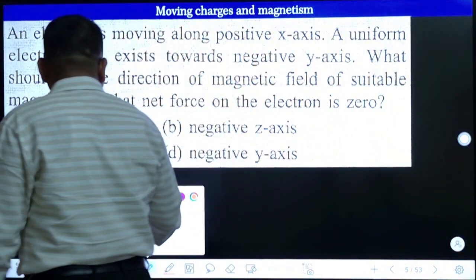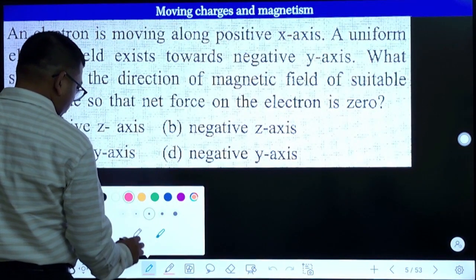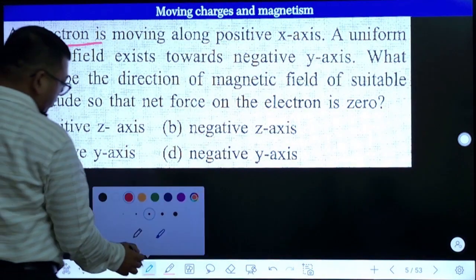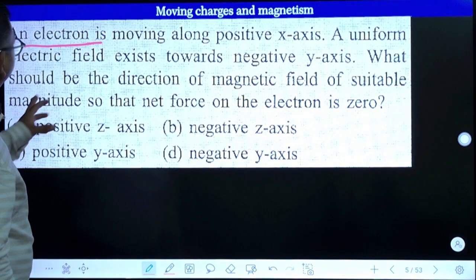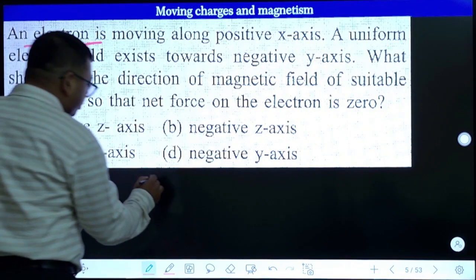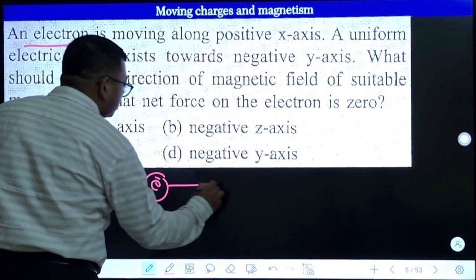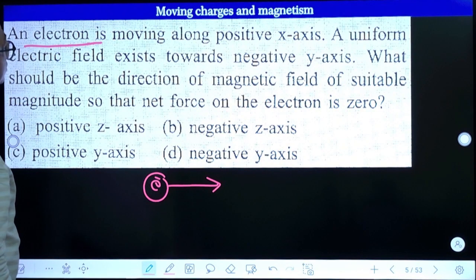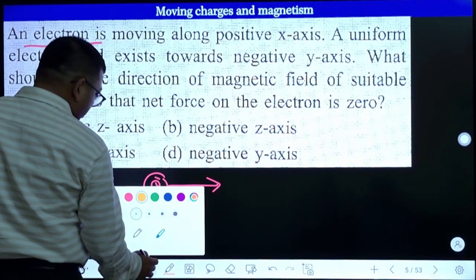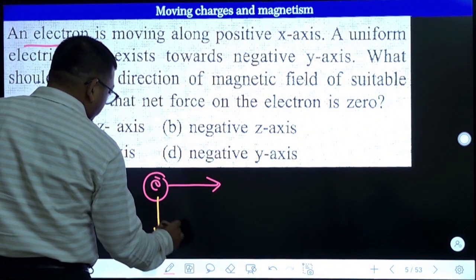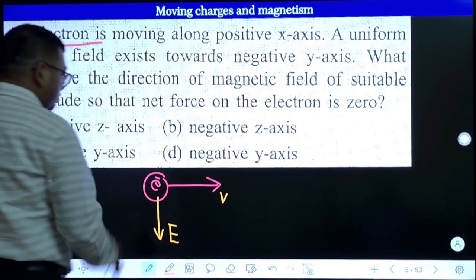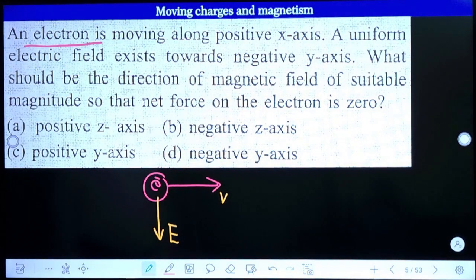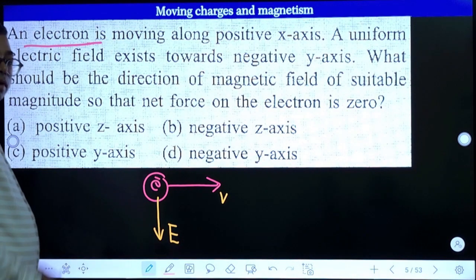Next question. An electron is moving along the positive x-axis, right? A uniform electric field exists towards the negative y-axis. So the electron is moving in this direction, the positive x-axis, and the electric field exists towards the negative y-axis. This is the direction of velocity. This is the direction of the electric field. What should be the direction of the magnetic field of suitable magnitude so that the net force on the electron is zero? You want that net force to be zero.